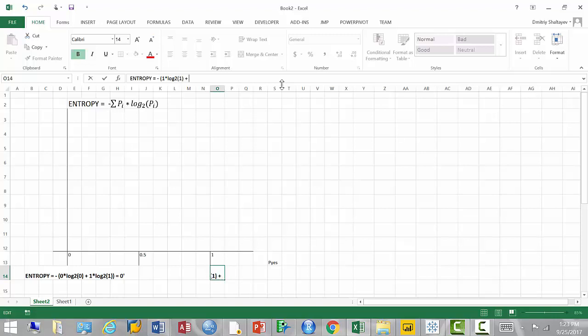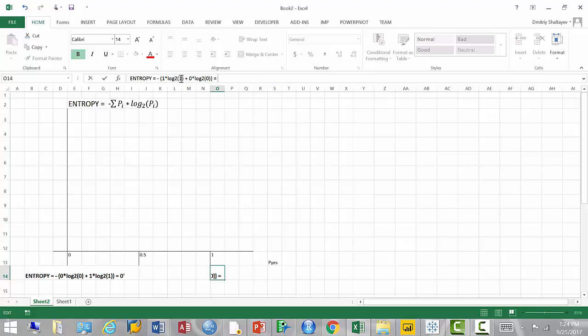And I have to add another proportion. Proportion of people who did not default on the loan. What is that? 0, right? 100% defaulted, nobody did not default on the loan. So the proportion is 0. I have to multiply it by log base 2 of 0. Okay? So let's see what happens, right?